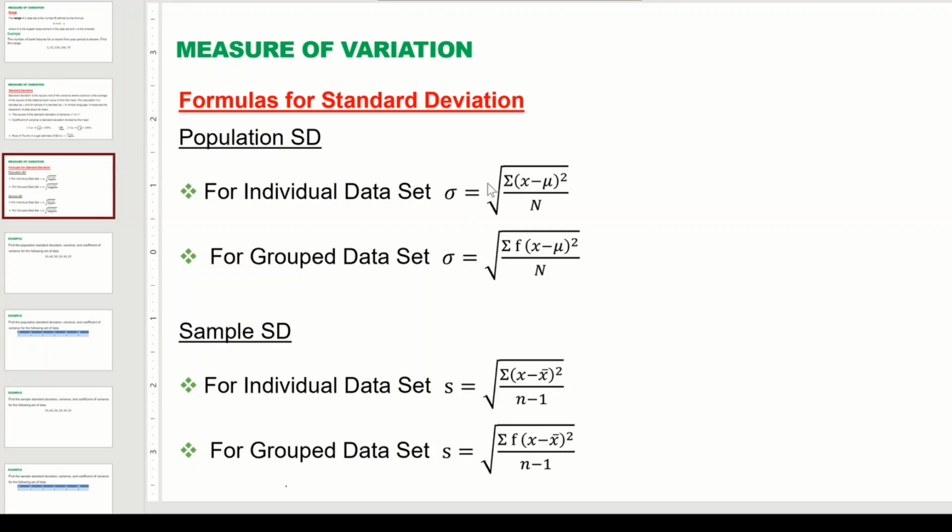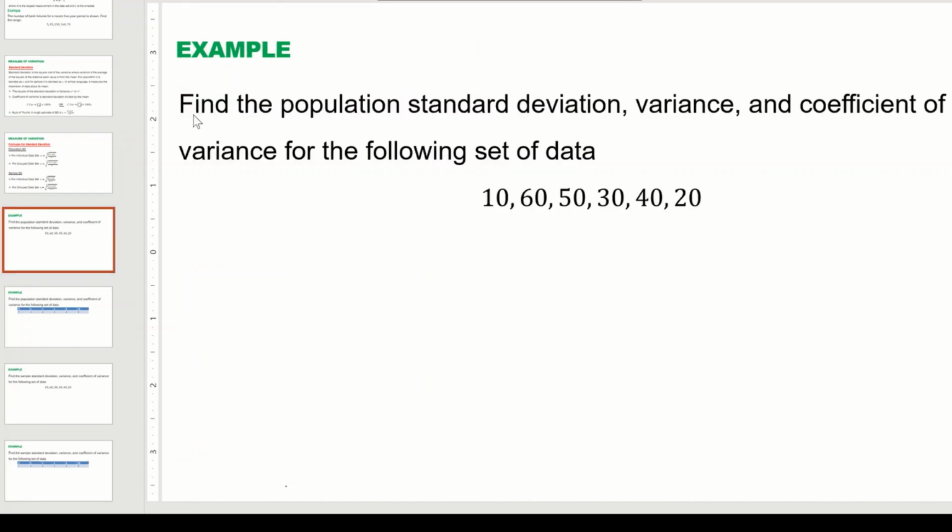Now we are going to learn how to use each of these formulas. Okay, first example here. Find the population standard deviation, variance, and coefficient of variance for the following data. They have given the individual series here, and we are talking about the population. Whenever you are calculating the standard deviation, first thing you need to calculate is the mean. So for this data, let's find the mean.